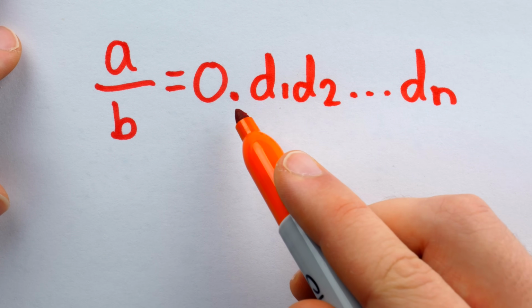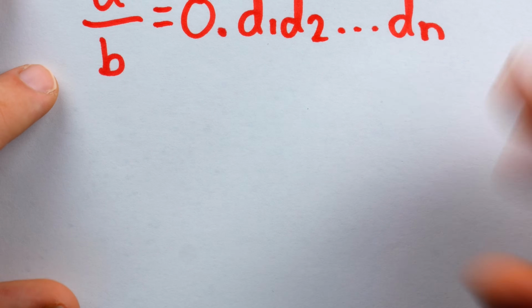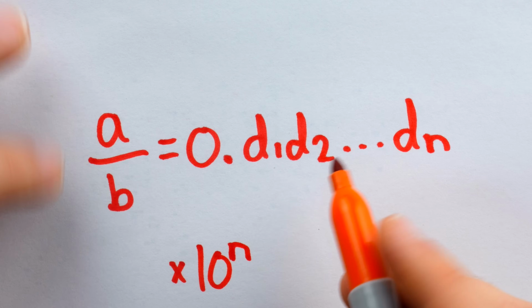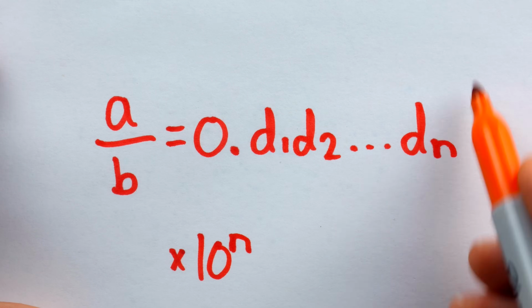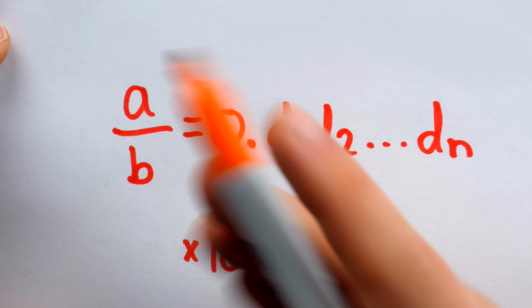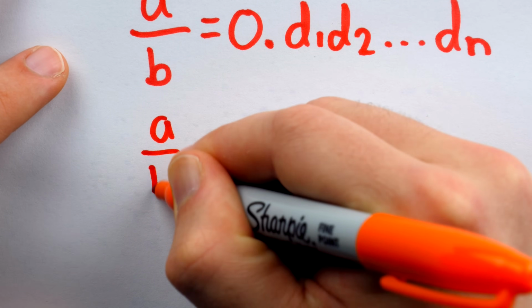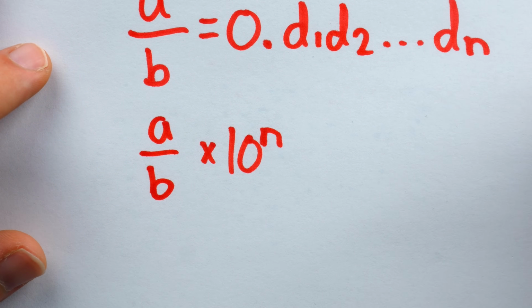Now, what would we have to multiply this decimal expansion by for it to become a whole number? Well, we would need the decimal point to move over n places, so we would have to multiply by 10 to the n. If we multiply this decimal expansion by 10 to the n, we would get a whole number. Of course, this decimal expansion is equal to the fraction a over b. So if we multiply the fraction a over b by 10 to the n, that too will produce a whole number.